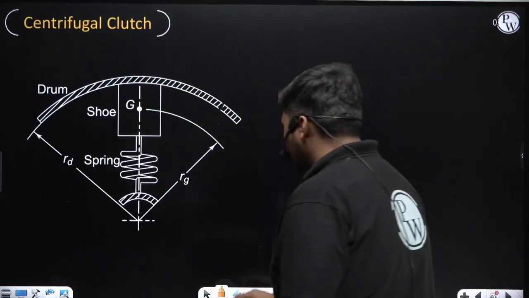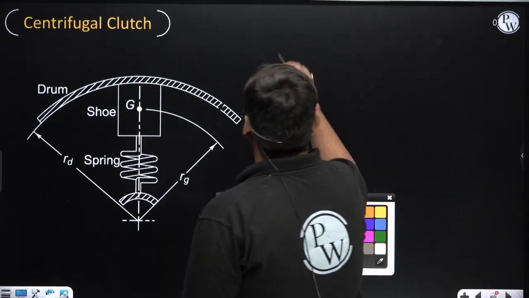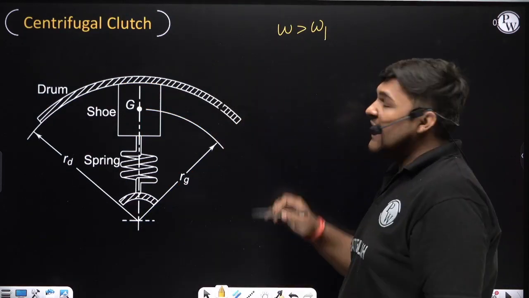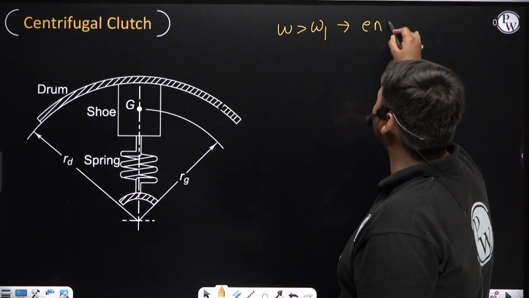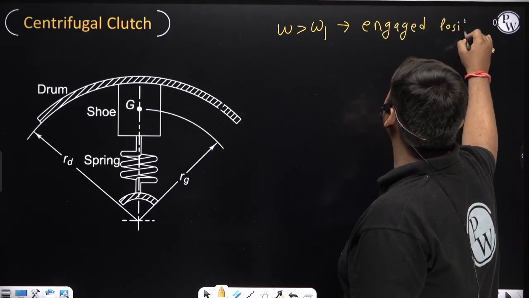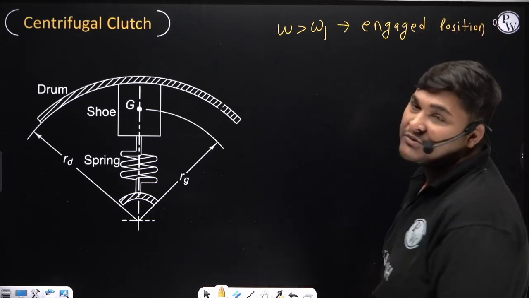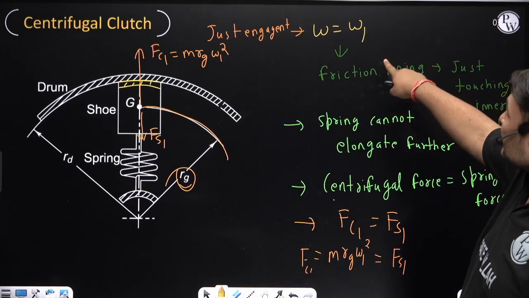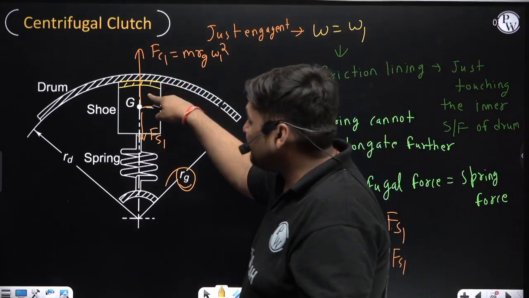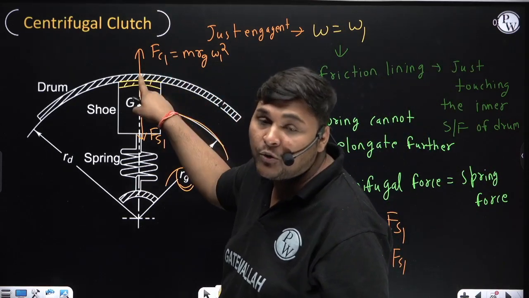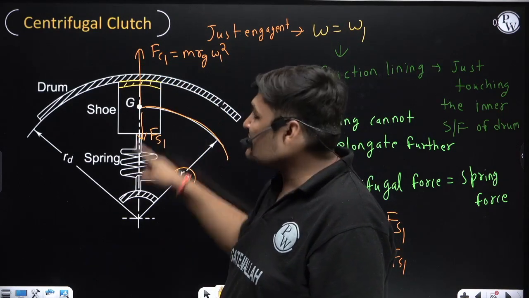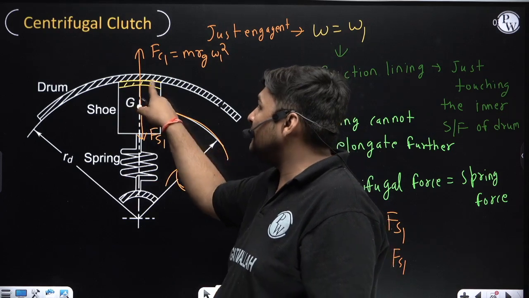Now I am coming to this position. At this position, omega is greater than omega 1. And if omega is greater than omega 1, it will be engaged position. And it is forcefully engaged position. Why forcefully? It is also engaged position, but it is just engaged. Just engaged means here, in this contact surface, no net force is coming, because FC1 is getting balanced by FS1. And since no net force is coming, no pressure will come between this.